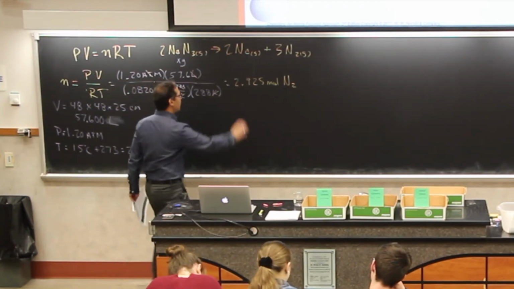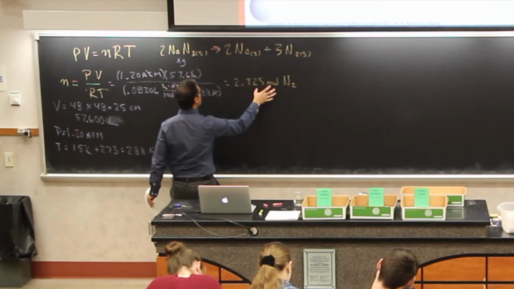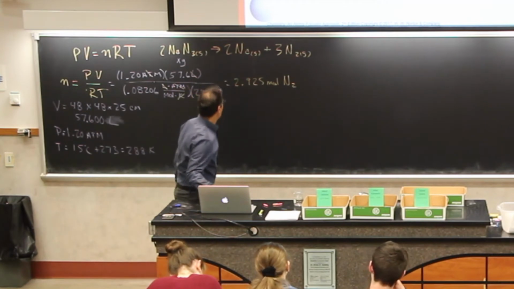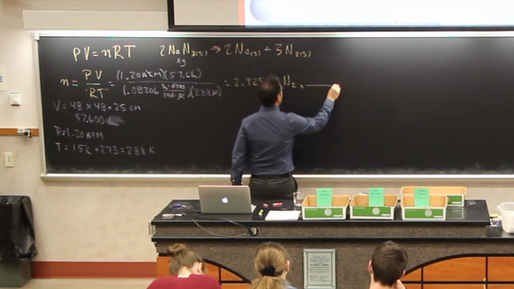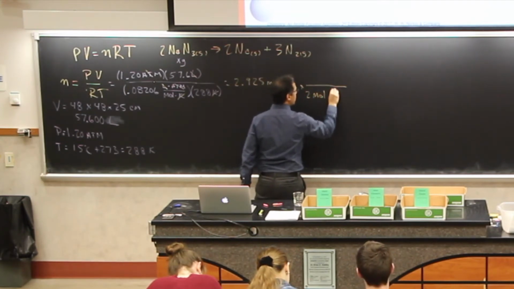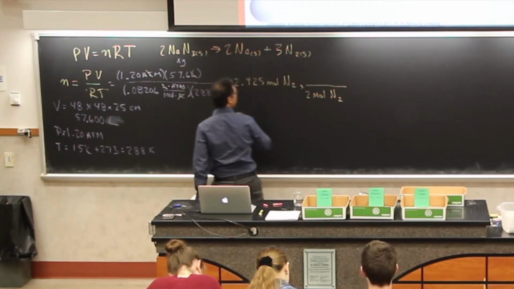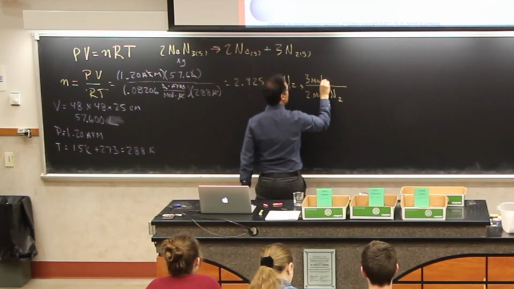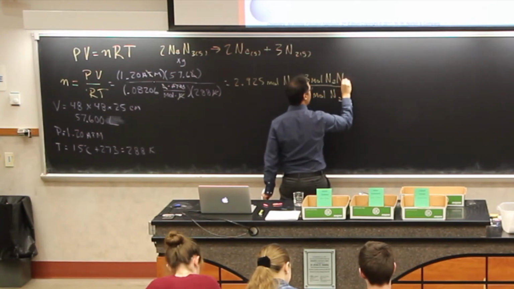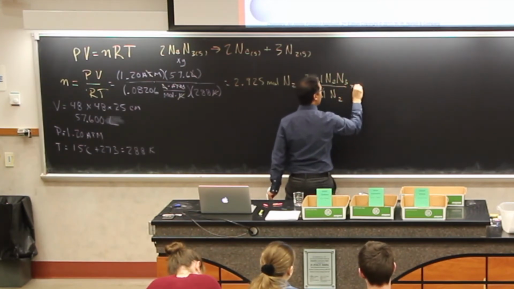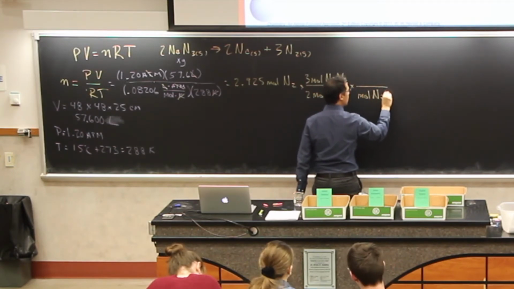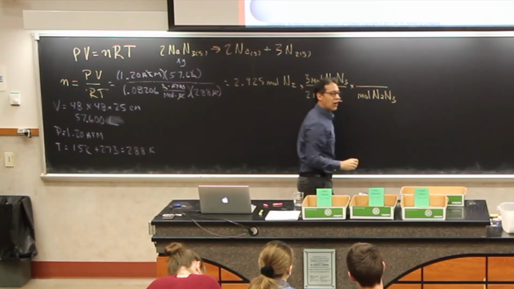All right, so we've got moles of nitrogen, and I'm going to go from moles of nitrogen to moles of sodium azide and then convert that into grams. So I'm going to say that for every 2 moles of nitrogen, I have 3 moles of sodium azide, NaN3. And then I'm going to take my moles of sodium azide. This is really hard to write.